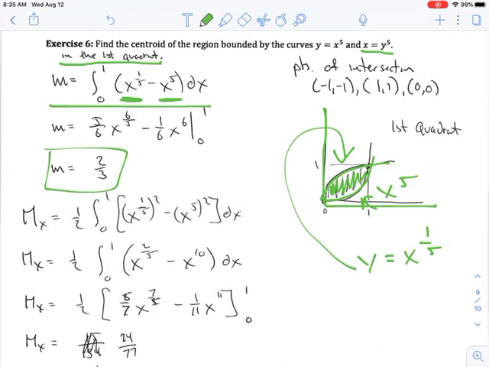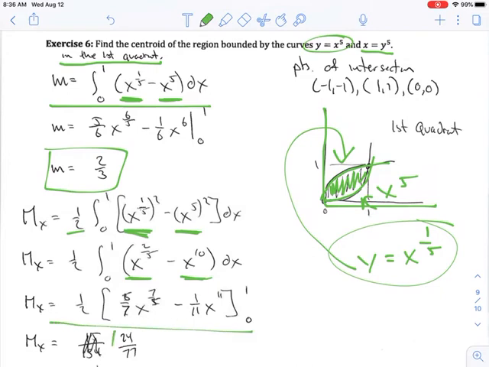Then, finding the total moment about the x-axis, bring the 1/2 out in front. Again, don't forget you have to square the top function. I'm not going to call it f of x or g of x. We always call f of x the top function, so we can call this f of x if we want and call that g of x, but it's the top function squared minus the bottom function squared. So x to the 1/5 squared is x to the 2/5. X to the 5th squared is x to the 10th. Finding the antiderivative of that, we get this. Evaluated from 1 to 0, we get 24/77.